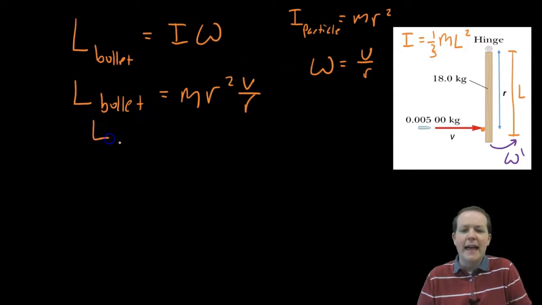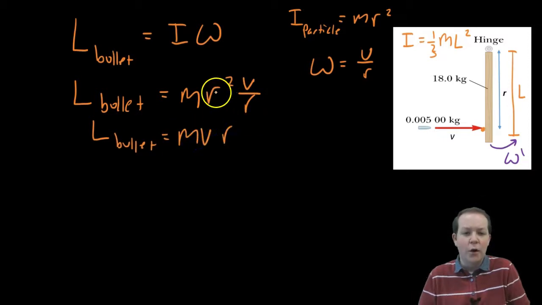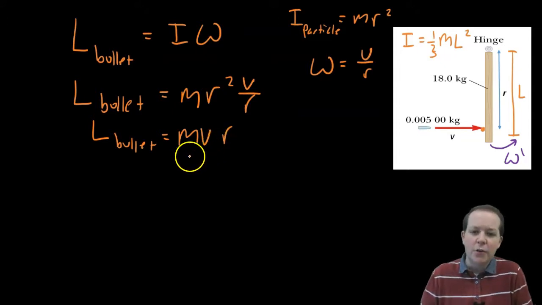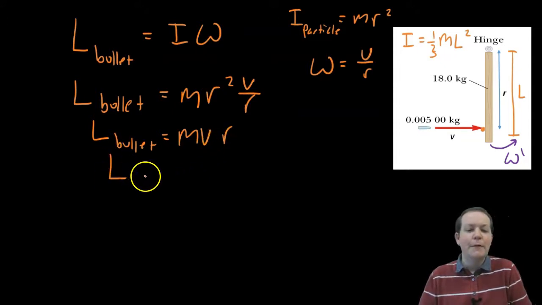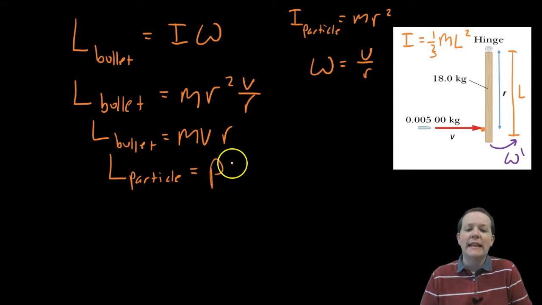I can simplify that. L of the bullet is equal to, what's r squared divided by r? That's just a single r. And I'm going to rearrange terms. That's m times v times r. See that? One of the r's cancels, still have a mass, still have a velocity. What does that look like to you? The angular momentum of a bullet, and in fact, the angular momentum of any particle moving in a straight line is the linear or the translational momentum times r.